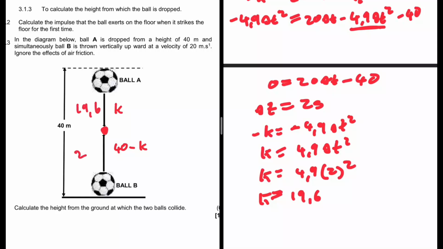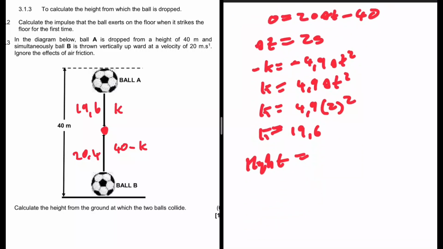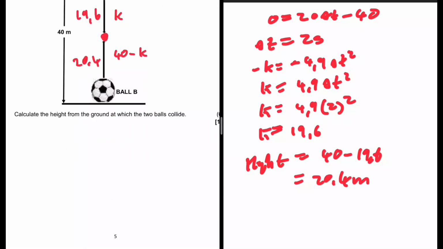So if this is 19.6, this should be 20.4, so that when we add the 19.6, we actually get 40. So the height above ground is equal to 40 minus 19.6, which is 20.4 meters. So there we go. That is question 3.